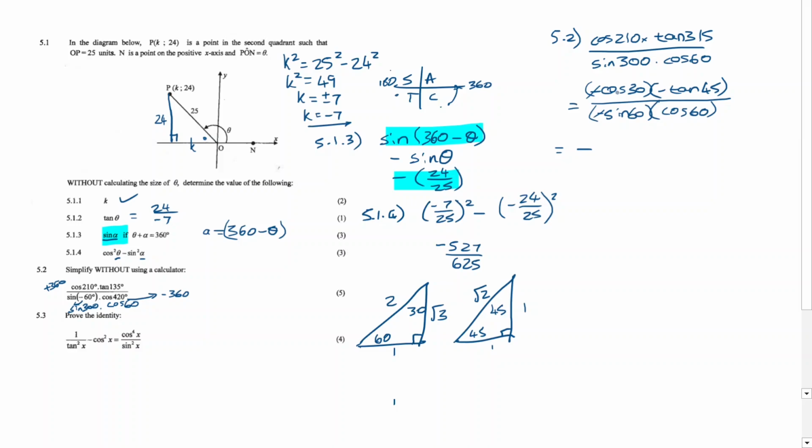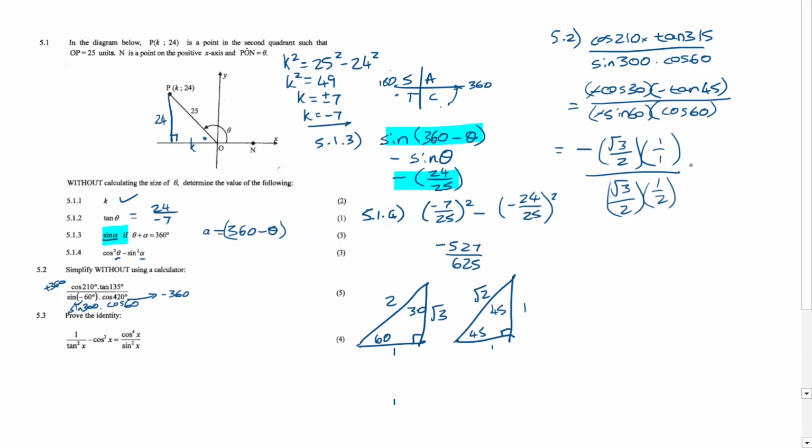So when you get to this cos 30, I look from 30 and it's adjacent over hypotenuse, so that's root 3 over 2. Tan 45, looking from 45, tan is opposite over adjacent, so that's just 1 over 1. Sine 60, so I go to the 60, sine is opposite over hypotenuse. And lastly, cos 60 is adjacent over hypotenuse.